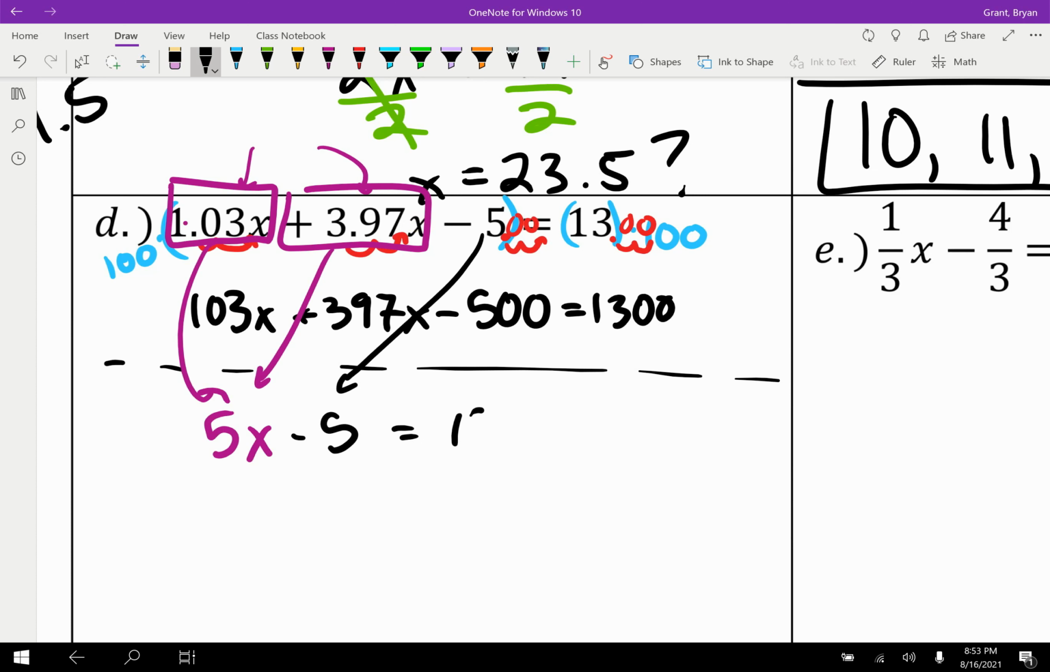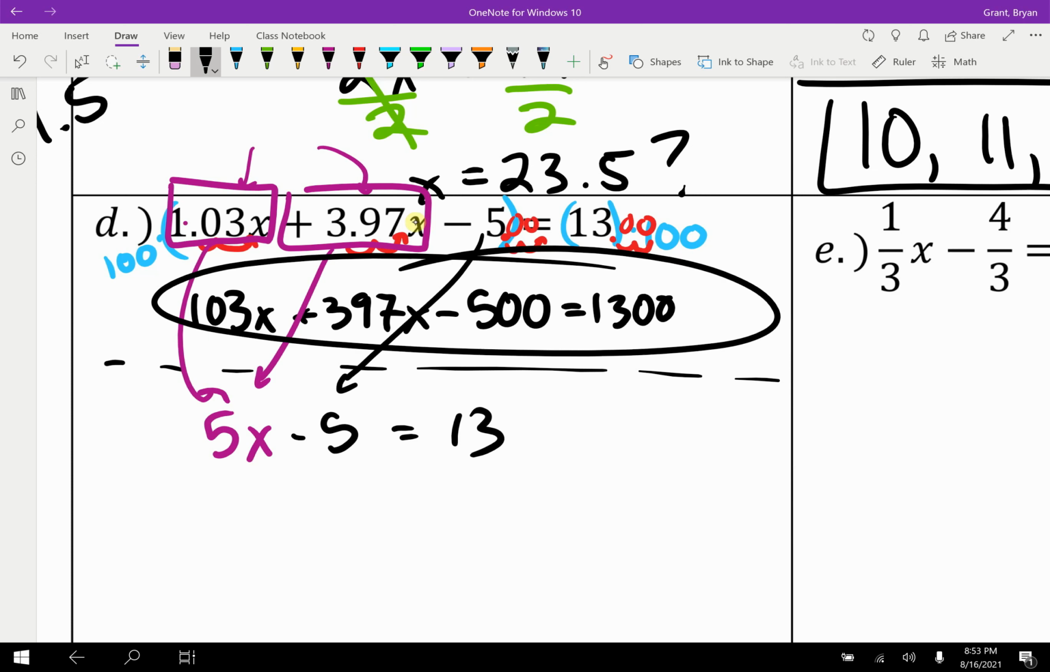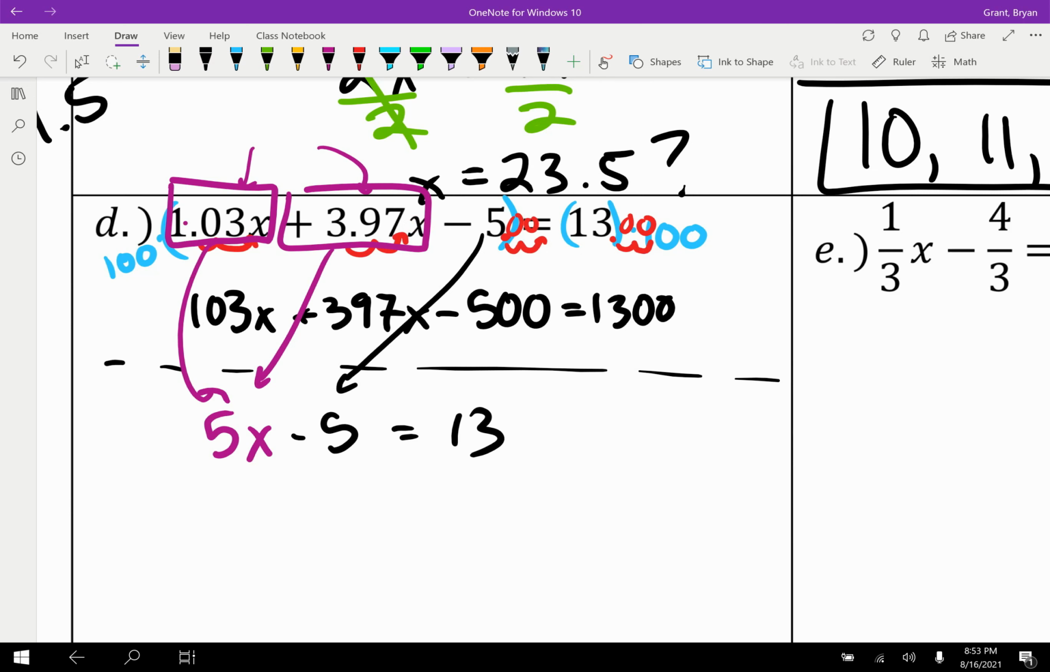5x minus 5 equals 13. Ha! I didn't even need to multiply by anything here. Just by combining like terms, it got rid of the decimals. Now, can you do it this way? Sure, it'll work just fine. But don't forget that some decimals aren't too bad.